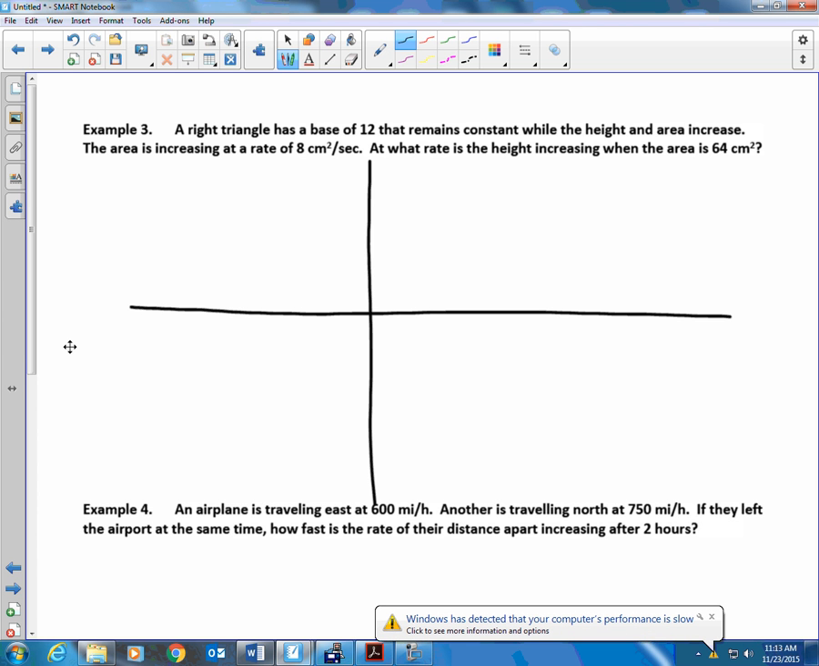There's 3 legs to a triangle. Base, height, and starts with an H. Hypotenuse, thank you. So those are changing. Is the base changing? So I'm going to do something different in this drawing. Because the base does not change, I will put a 12 there.